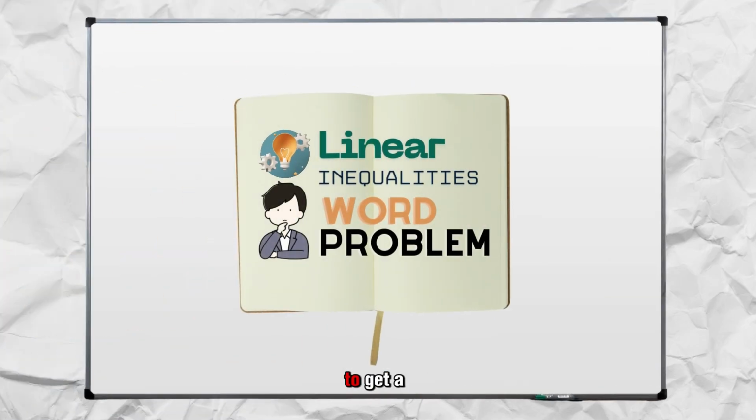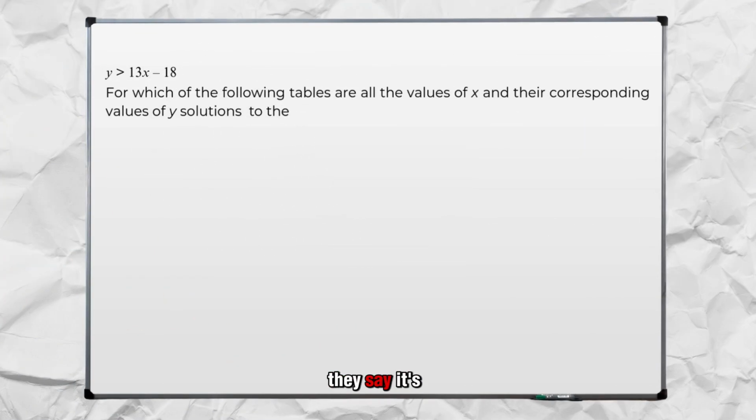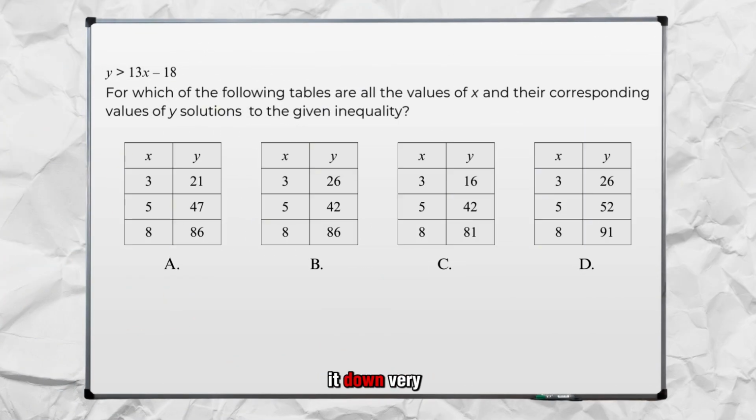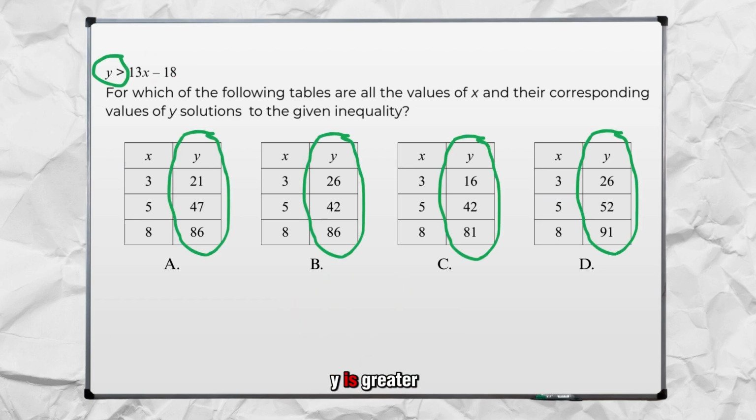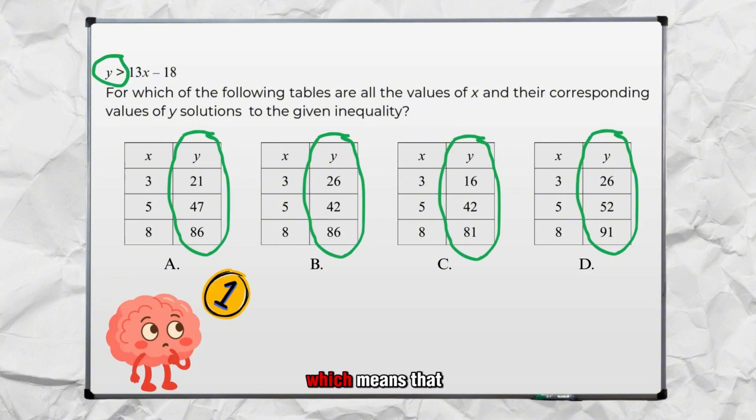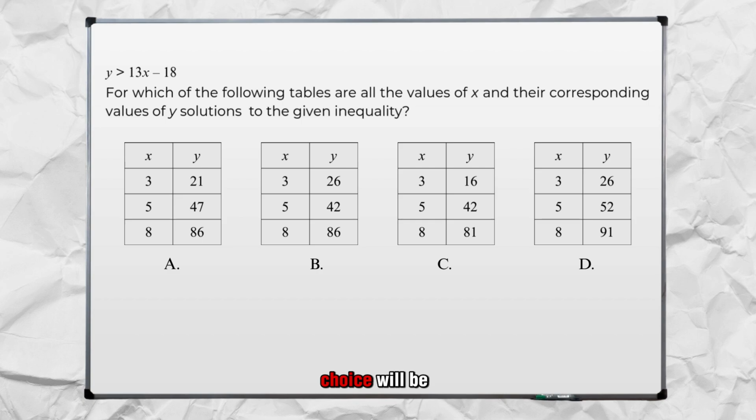If you're lucky to get a question like this, now they say it's a hard question, but really we can break it down very easily, where they give you an inequality and they want you to match a table up to an inequality. Notice how it says y is greater than all of these things, and we know that only one of these answer choices is correct, which means that the answer choice will be the one with, in this case, the greatest y, or the least y if the sign was flipped.